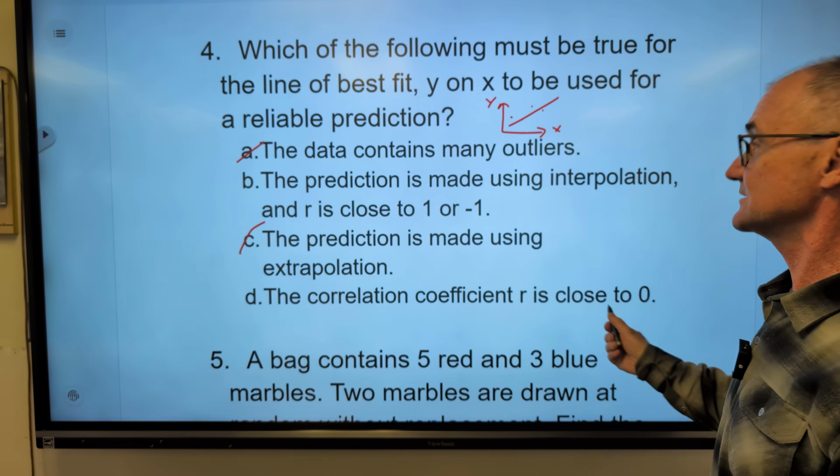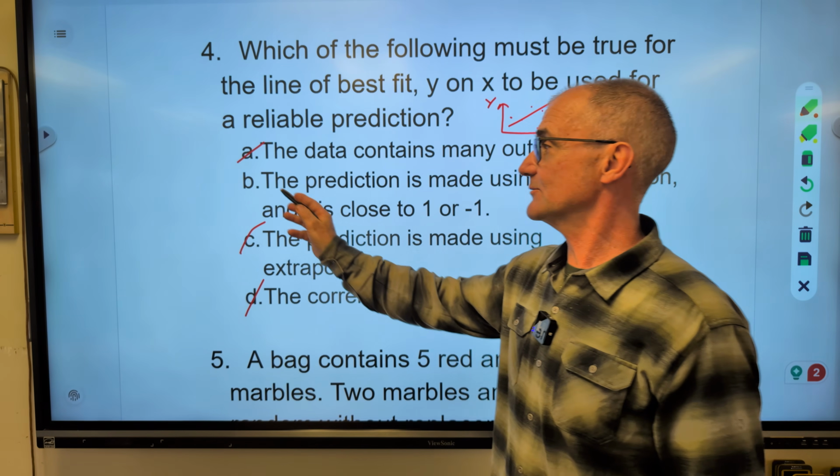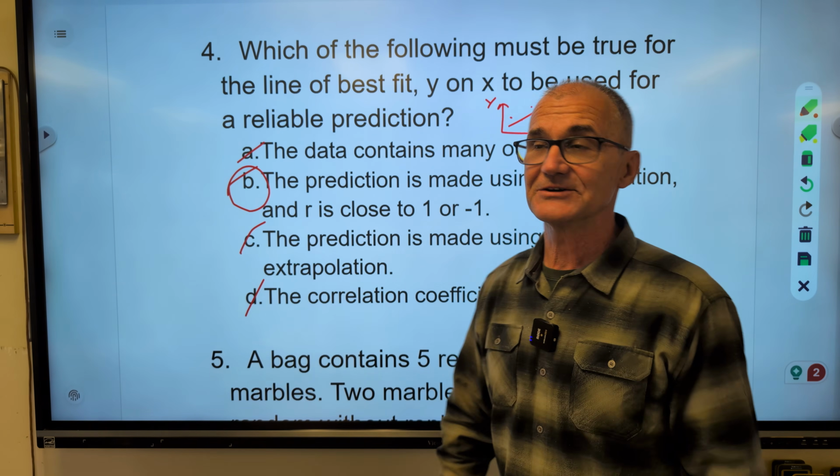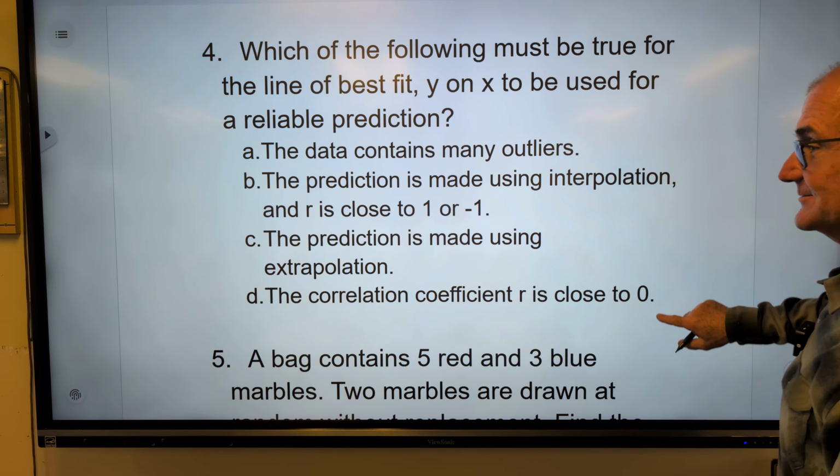Correlation coefficient R is close to 0. That would mean no fit at all. Only answer that works. Answer B right there. 4 for 4 so far. Get a little bit harder.